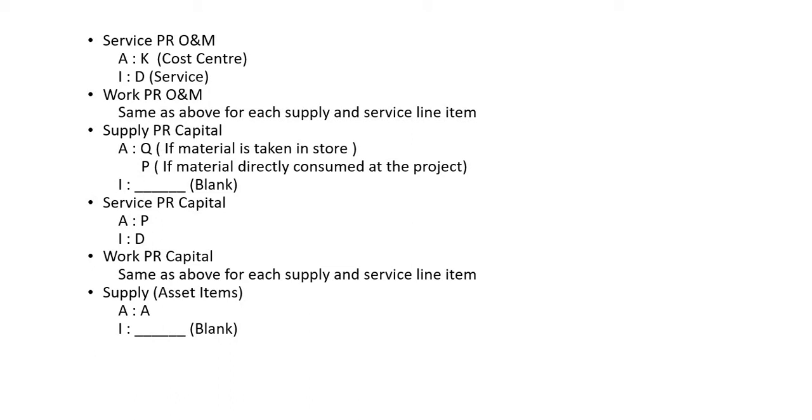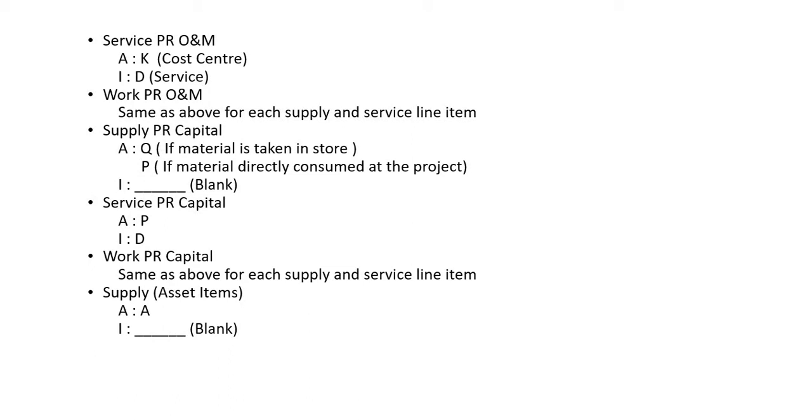In case of capital PRs, the first one is the case of supply PR. We'll take Q in column A if the material is taken into store, and P if the material is directly consumed at the project. As I told you earlier, column I will be blank for all the cases of supply, whether O&M or capital. Now second is service PR capital. Here column A will be filled with P, that is for project, and I with D.